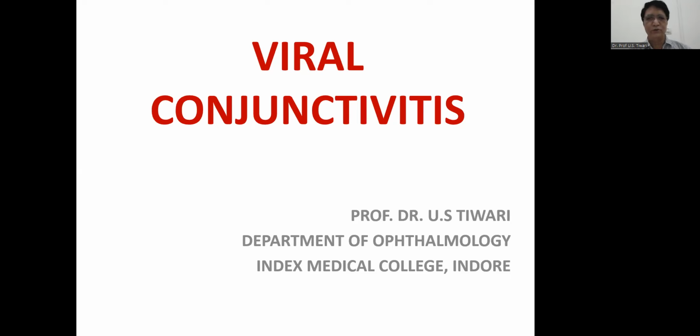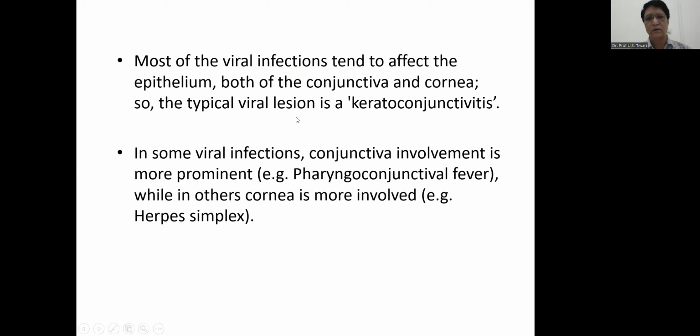So I'll take you through this presentation. I'll talk about viral conjunctivitis. Most of the viral infections tend to affect the epithelium, both of the conjunctiva and the cornea. So a typical viral lesion is better called a keratoconjunctivitis, since both the conjunctiva and the cornea are affected.